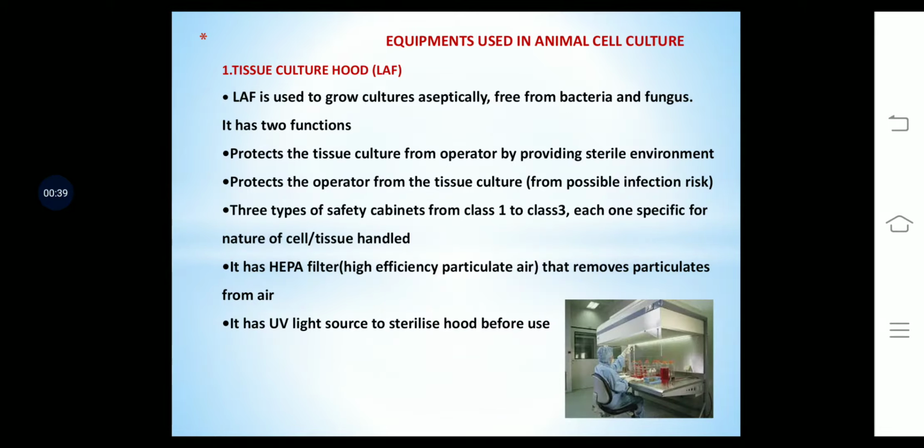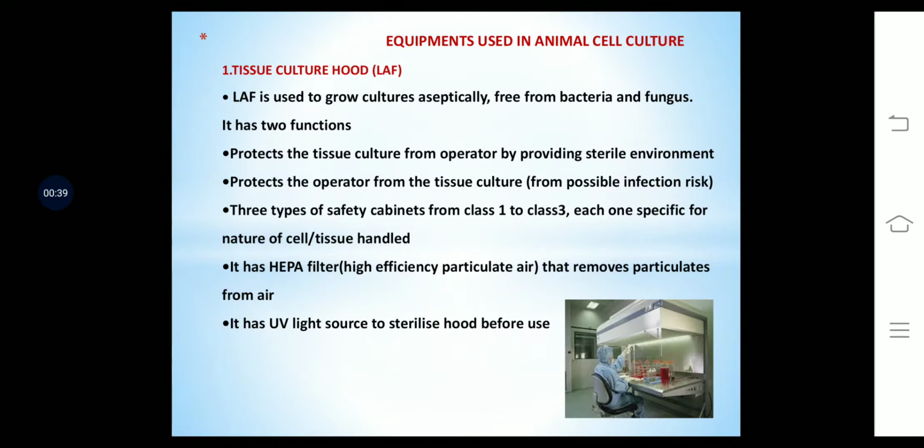Coming to the first part, equipments used in animal cell culture. There are many equipments that are used in animal cell culture, which includes tissue culture hood, LAF, there is centrifuge, there is inverted microscope, there is carbon dioxide incubator. So let's look at it one by one.